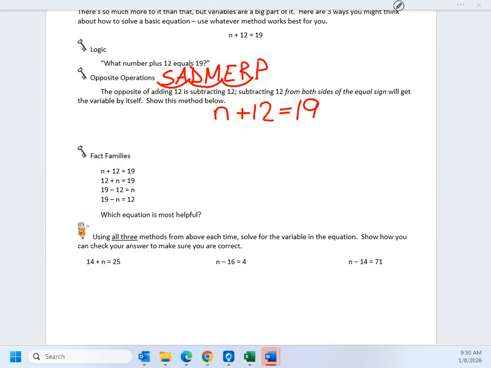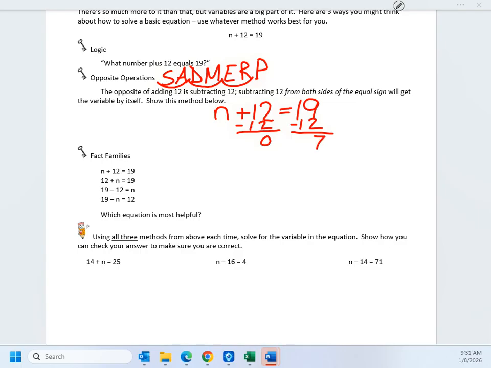So what do you think we're going to do if it says plus 12? What would that opposite operation be, Fernanda? Subtract 12. Yeah, and we have to do whatever, just like with fractions, whatever you do to one side, you do to the other side. Same thing with opposite operations. So if we have plus 12, we're going to subtract 12 to both sides.